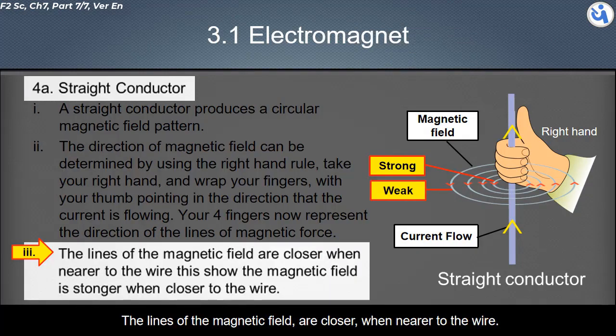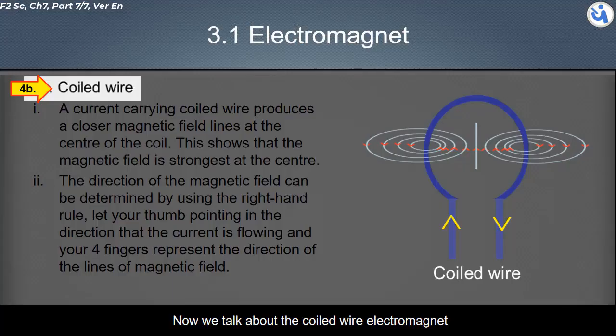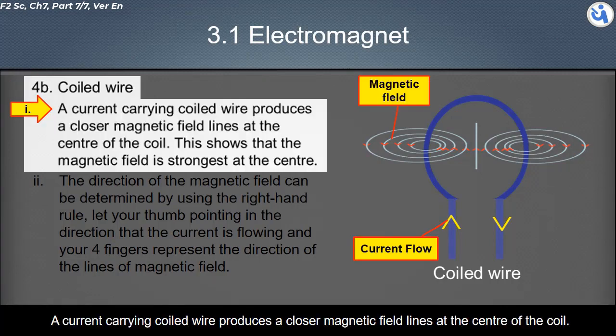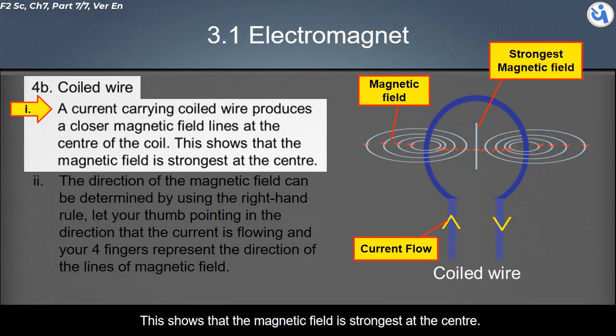The lines of the magnetic field are closer when nearer to the wire. This shows the magnetic field is stronger when closer to the wire. Now, we talk about the coiled wire electromagnet. A current-carrying coiled wire produces closer magnetic field lines at the center of the coil. This shows that the magnetic field is strongest at the center.